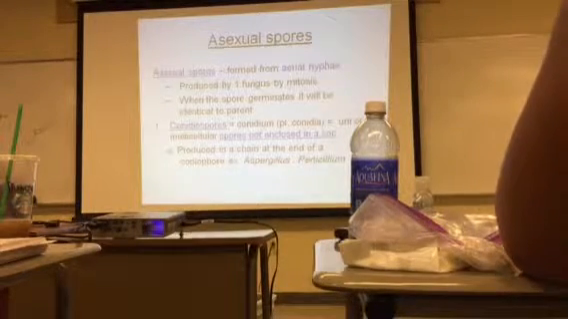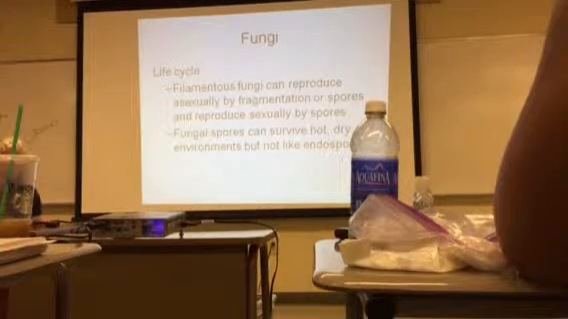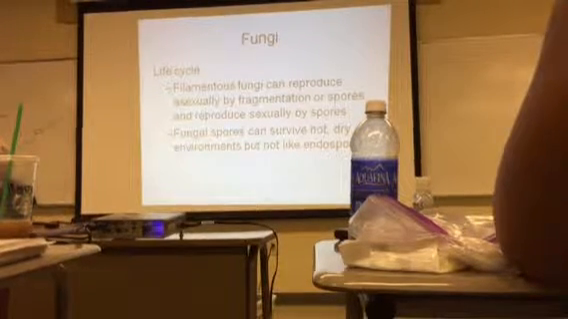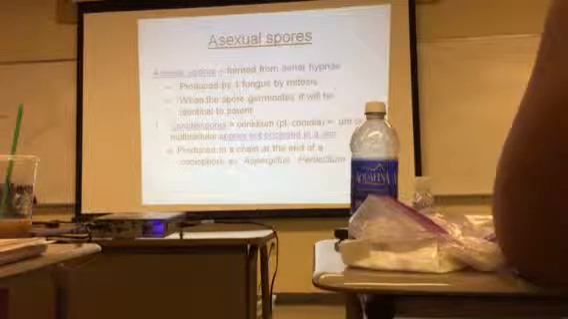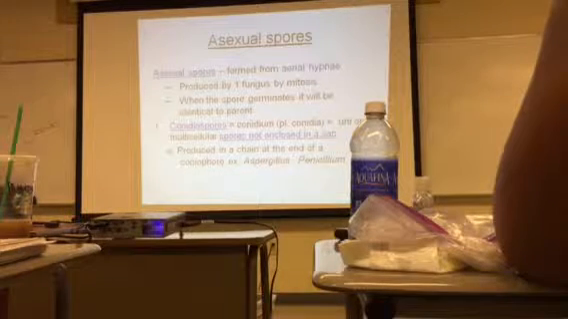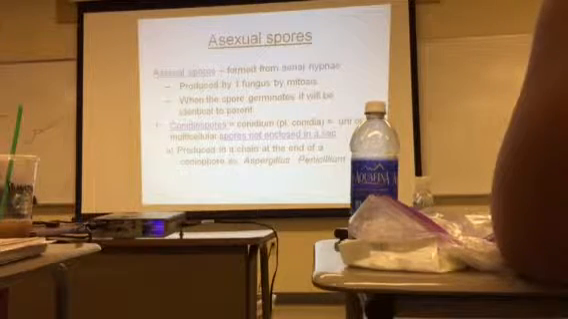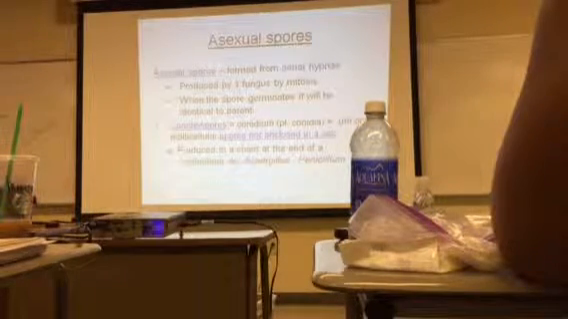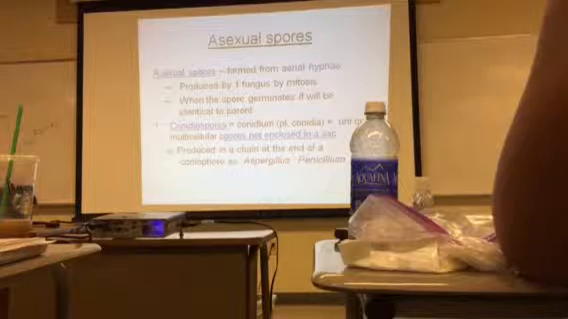So let's talk about the asexual spores. They're formed from that aerial hyphae that we drew there. They're produced by one fungus when we're doing an asexual spore, just one organism involved. And so when that spore germinates, it will be identical to the parent cell.